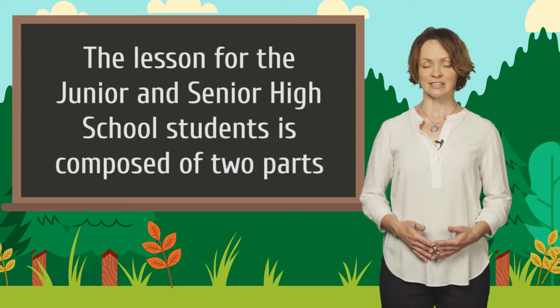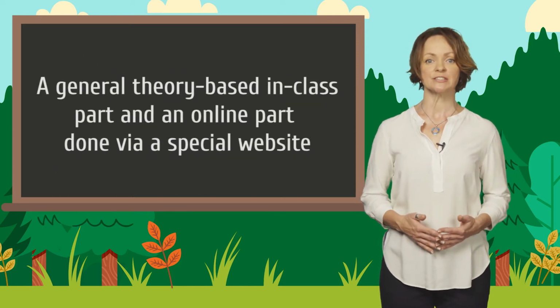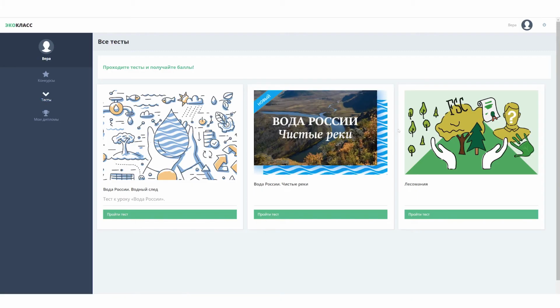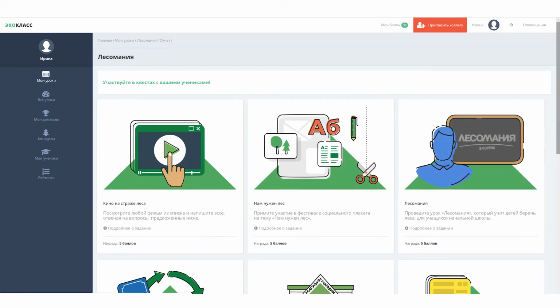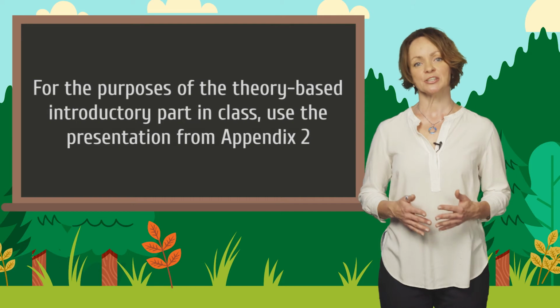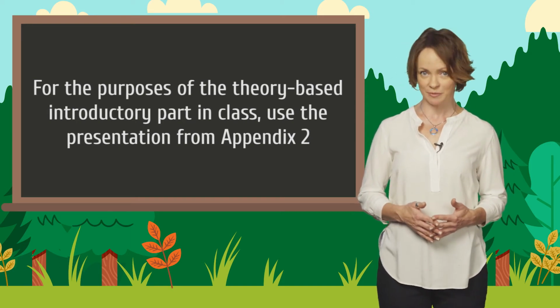The lesson for the junior and senior high school students is composed of 2 parts: a general theory-based in-class part and an online part done via a special website. Students from grade 5 to 8 are invited to take an interactive quiz, while students from grades 9 to 11 are invited to participate in a quest offering interactive tasks. For the theory-based introductory part, use the presentation from Appendix 2.